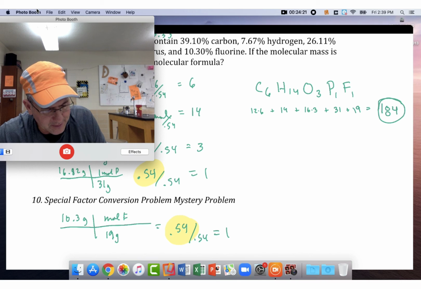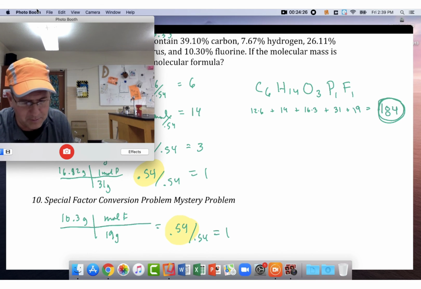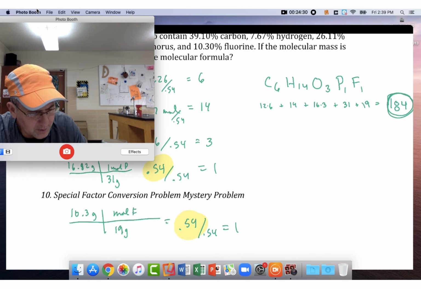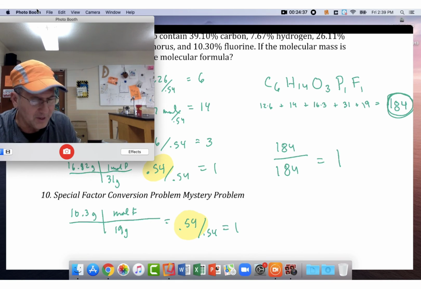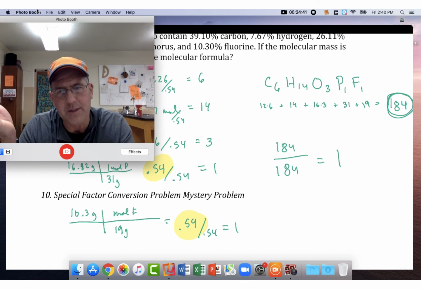And you look at that right there, you say 184. Well, what does that mean? Well, the molar mass is 184. So 184 divided by 184 equals 1. You would multiply these numbers all by 1, which doesn't change them at all.